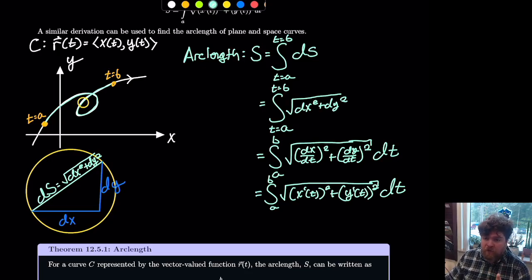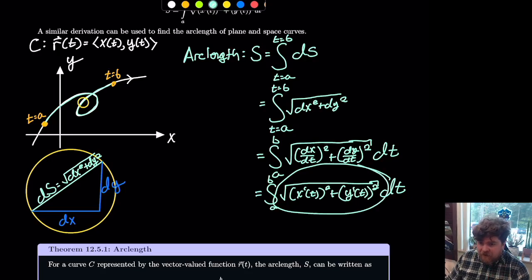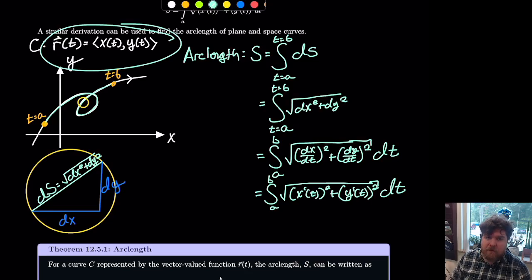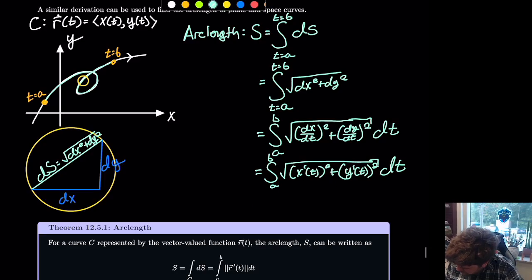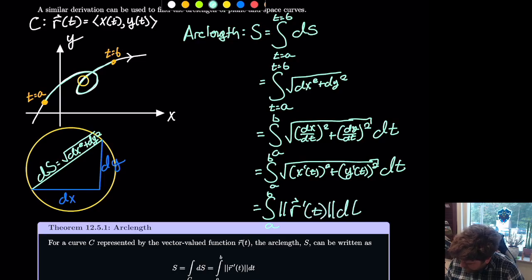Now, there's one more place that I want to take this. The last place that we're going to take this is we're going to look at our integrand. I feel like this resembles the magnitude of a vector. We have a square root of something squared plus something else squared. So this kind of feels like it would be the magnitude of r, but we have an x prime and a y prime. So this isn't the magnitude of r. Instead, it's the magnitude of r prime. So we could finally write this as the integral from a to b of the magnitude of r prime of t dt.